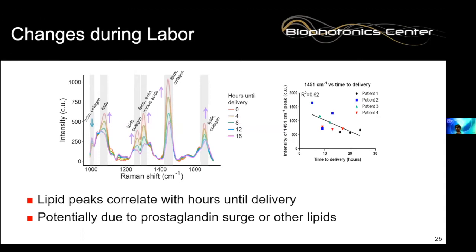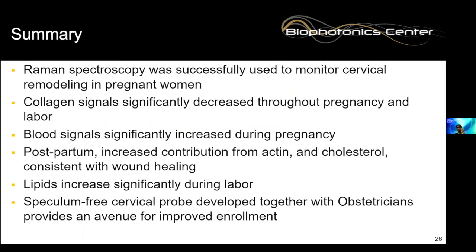We've also looked at changes during labor, and we see some interesting changes as a function of lipid peaks that we're still trying to figure out. And then right now we're in the process of essentially recruiting those preterm birth patients to see if we can identify which patients. We've got preliminary data that indicates we can predict 2 weeks before the mother goes into labor that we can detect them.